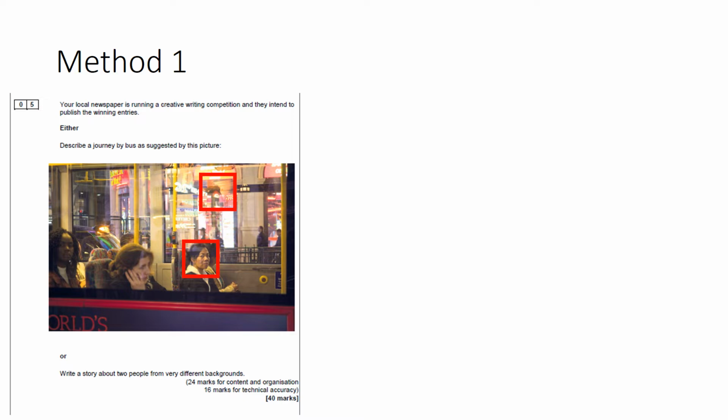Then we can think about, well, what else? What else could I describe on this bus? Remember, you don't have to talk about everything, and really we don't want to talk about everything. We want something that's going to be interesting and we can explain in depth. So I thought for this one in particular, I would go for this other woman.